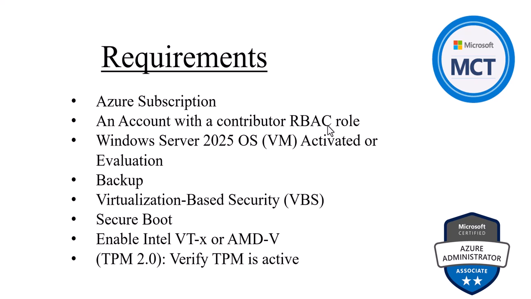You also need to make sure you have secure boot enabled, you have Intel VT or AMD-V enabled, and you need to make sure you have a TPM chipset 2.0 upwards, and verify from the BIOS that it is active. Now I'm going to use a virtual environment, so I'm going to show you how you can do this on a VMware ESXi environment if that's what you use for your server environment. So without wasting much time, let's get into the demo.